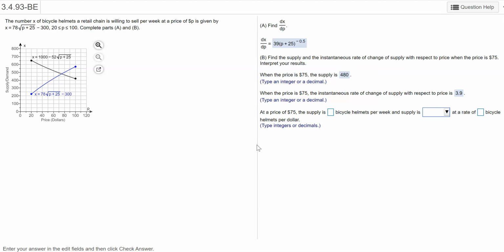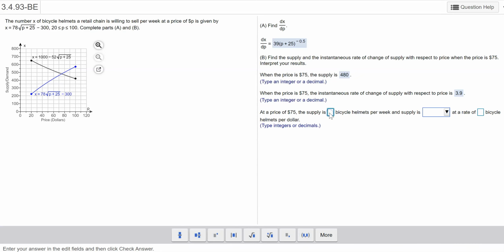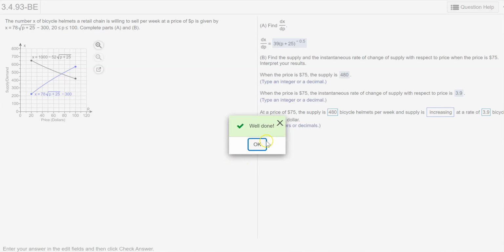Oh, I see. Now they're going to have us put it in a sentence with the units. I still don't like it, but let's go ahead and do that. So at a price of $75, the supply is 480 bicycle helmets per week. And the supply is increasing, since my derivative was positive, at a rate of 3.9 bicycle helmets per dollar. So let's check that out. Well done. Okay, thank you, my math lab.